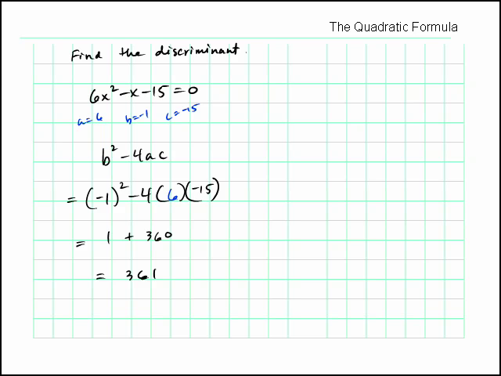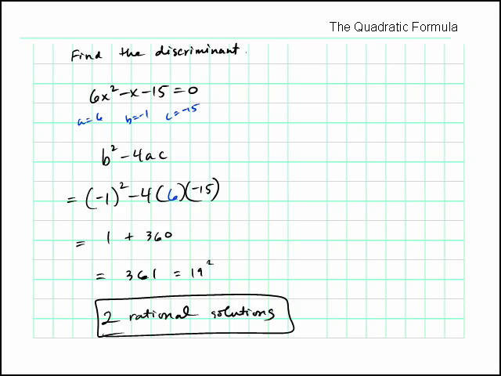Now 361 happens to be positive, of course, and it is actually a perfect square. It's actually 19 squared. And so what the discriminant here tells us is that if we were to solve this equation, we will have two rational solutions. It doesn't tell us what the solutions are. I'd have to actually go and completely solve the equation. It just tells us the type and how many solutions we will have.